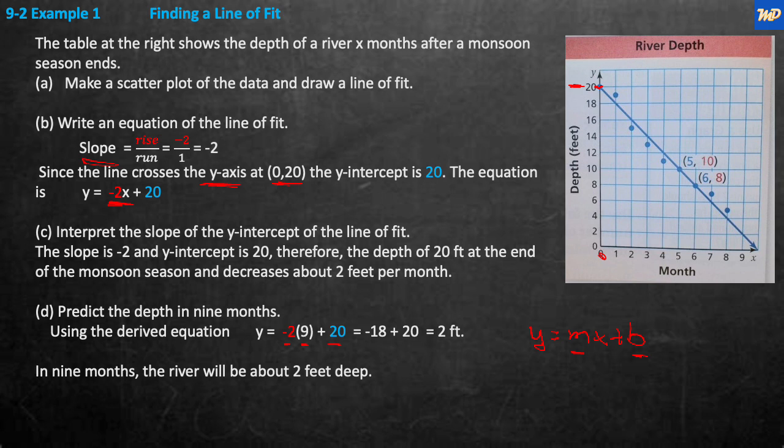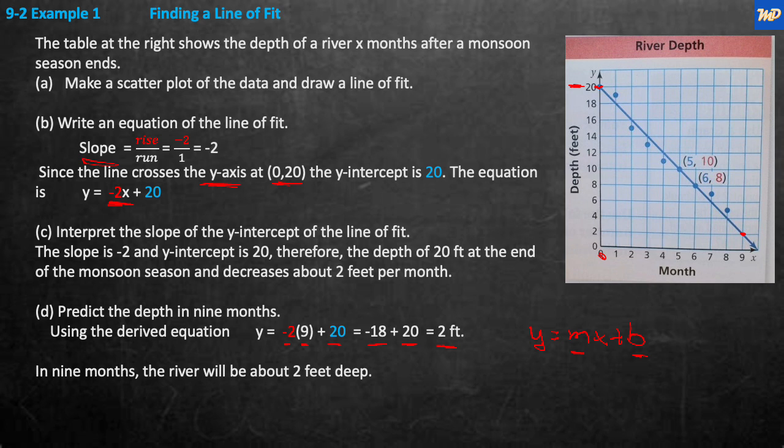X is the value on the x line. They said after 9 months. They want to know at 9 months right here. I drew the dot there, but we're going to find out in the equation that that's where it is. In 9 months, and we started at y equal to 20, the y-intercept way up here. So if you run the equation, -2 times 9 is -18, plus 20 is what you started at. That gives you 2 feet. The river will be 2 feet deep at the end of 9 months.